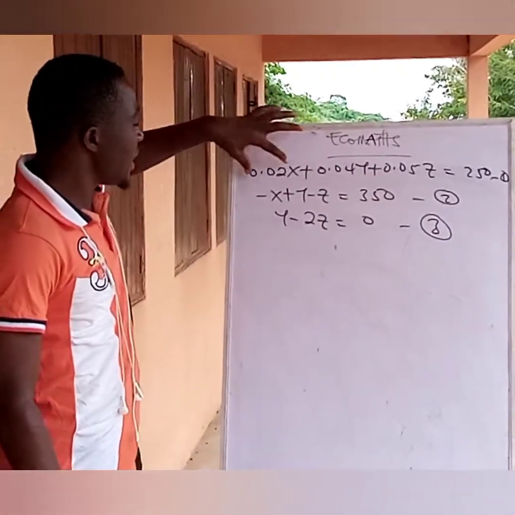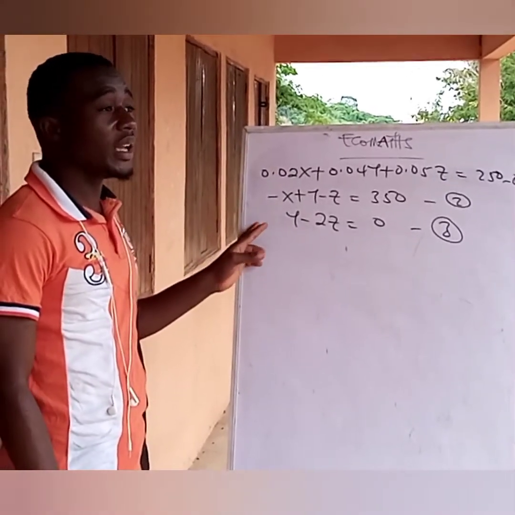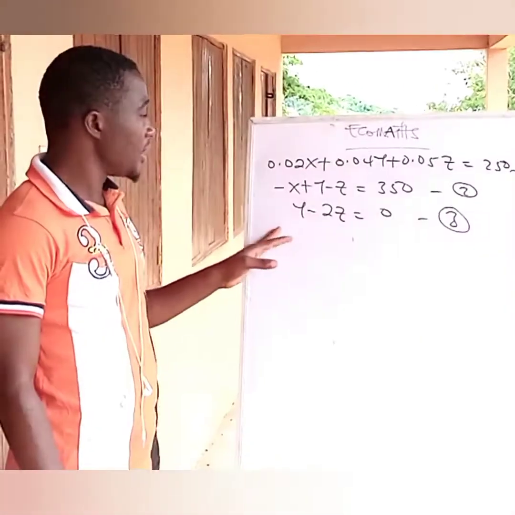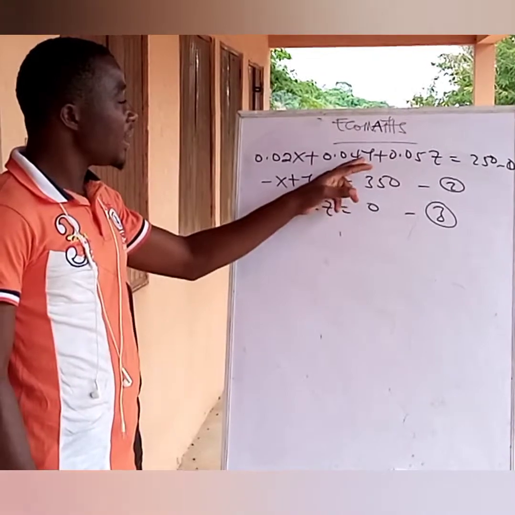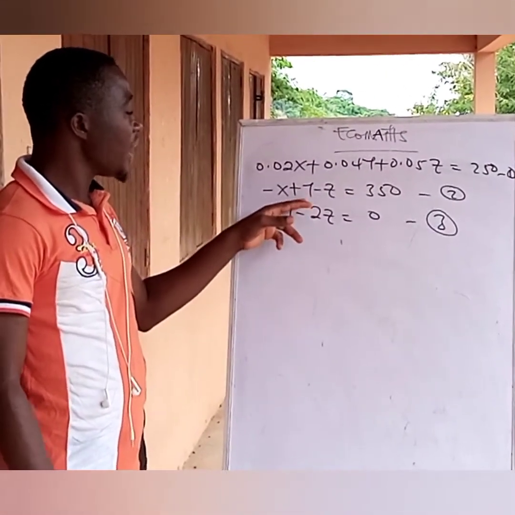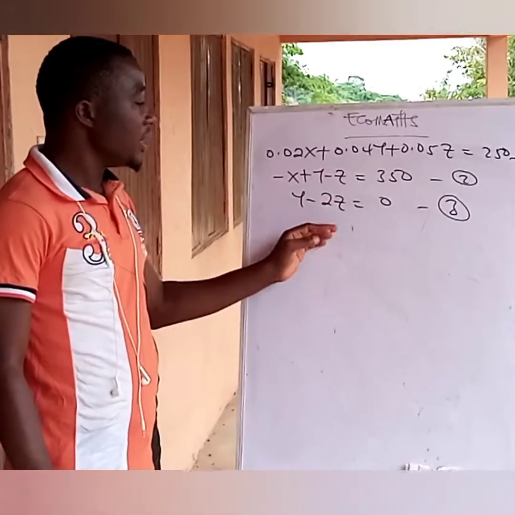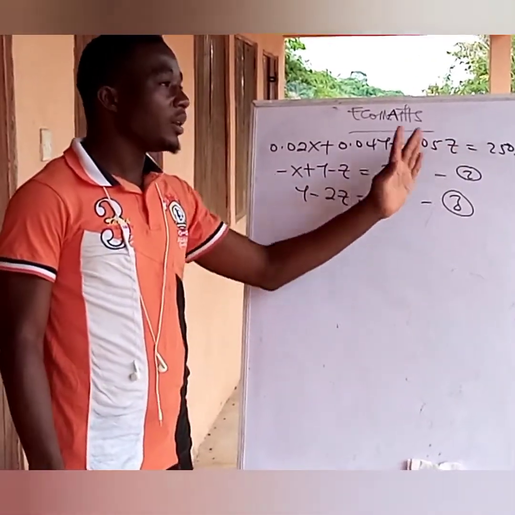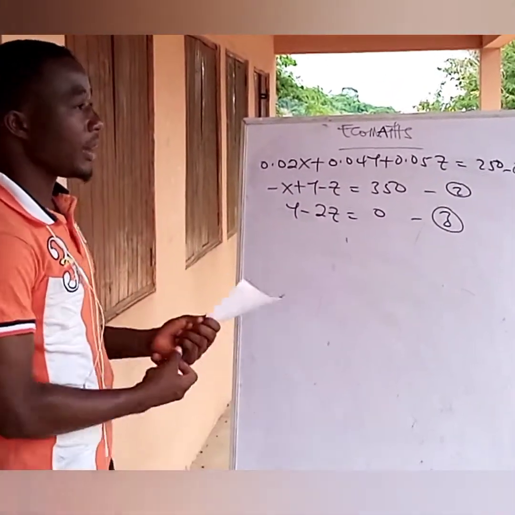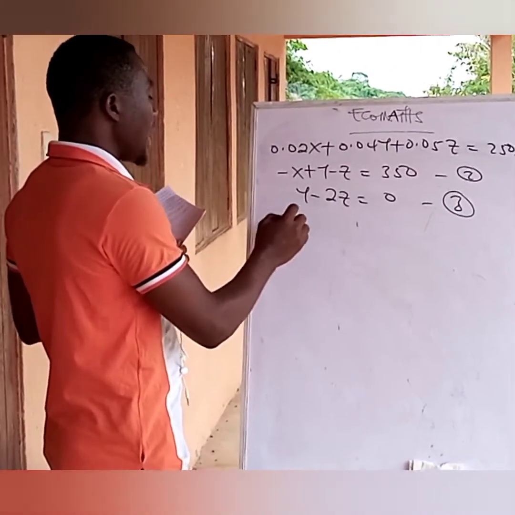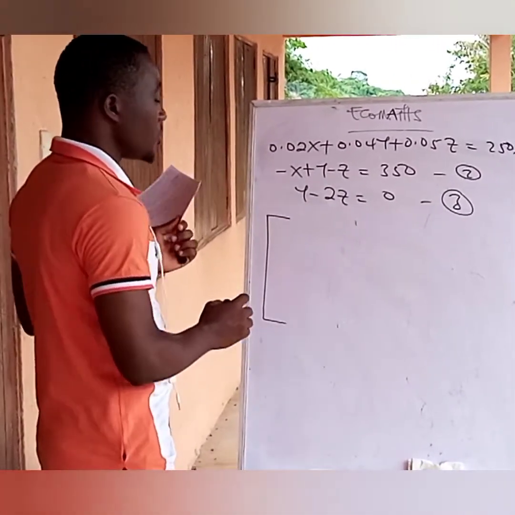So my x here is x here, and since there is no x here, it's assumed that we have 0x. Then the next one is y here, so we have y here, and we also have y here. Then we have z here and z here. And then all my constants are on the right hand side. So now I want to cast it to matrix form.